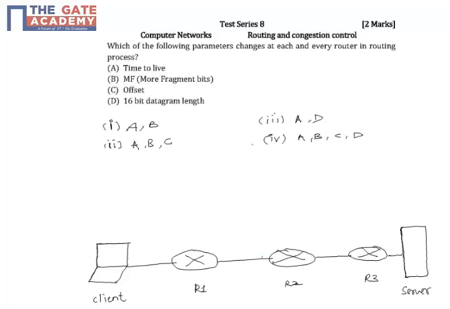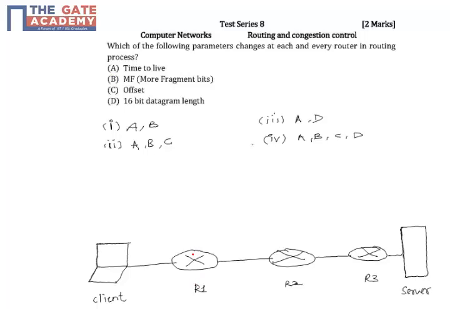where there are 3 routers between client and server. So, if we need to send a packet from client to the server, we need to send the packet with TTL set to at least 4 because there are 4 hops between client and server, and this TTL field is decremented at each intermediate router during the routing process. So the first option will change at each and every router in the routing process.